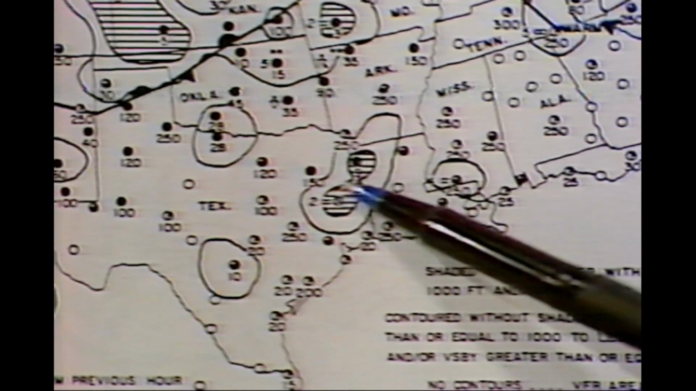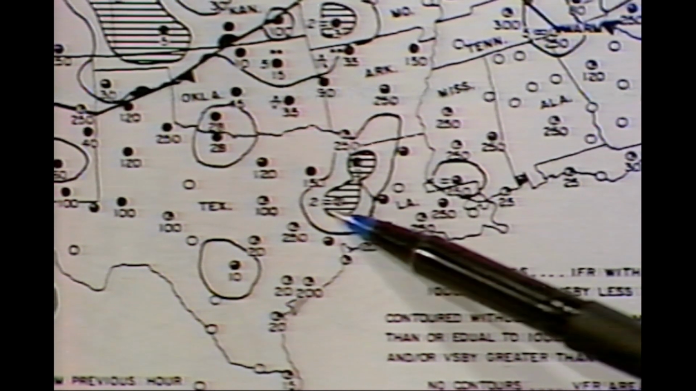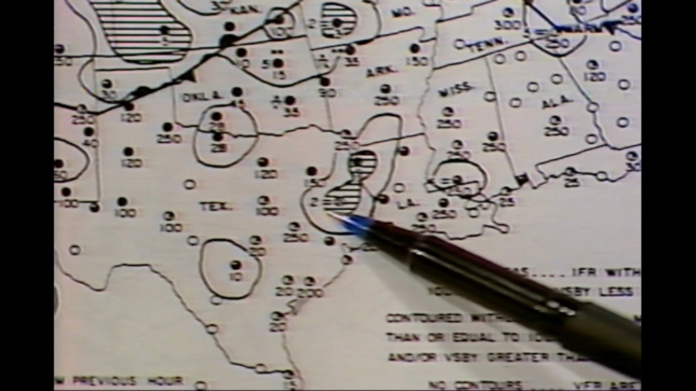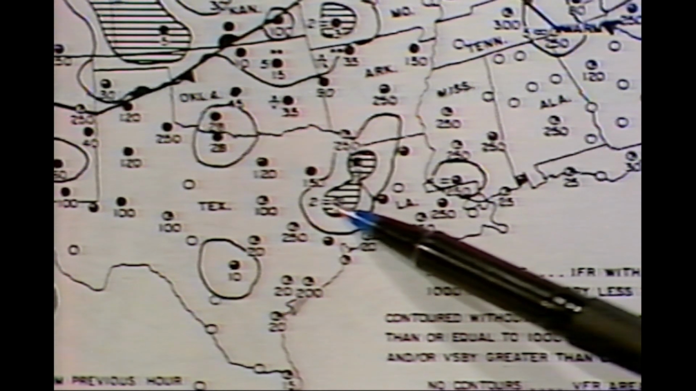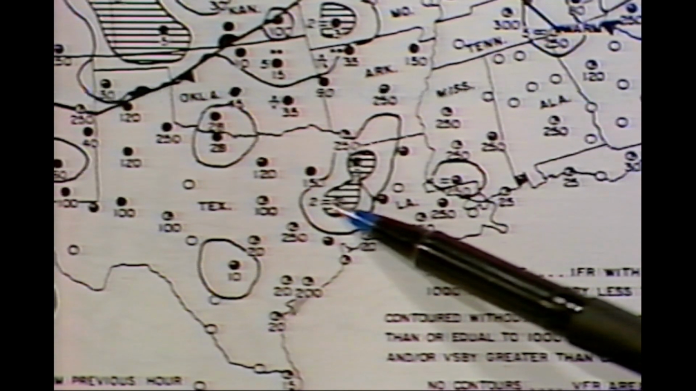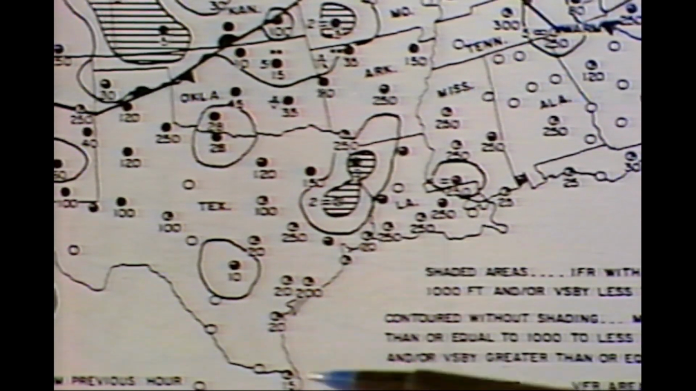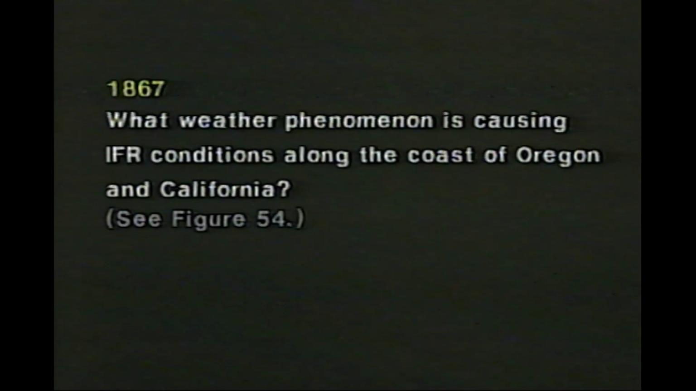and that is over here on the border with Louisiana, the shaded area, and we can see just to the left here. You might not be able to see it too well on your television, but if you pull out the chart, figure 54 in the back, you can see it. Two little dashes, like an equal sign, and that equal sign stands for fog, so it's answer number 2, fog.